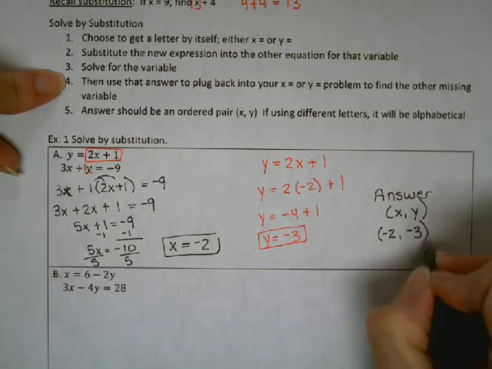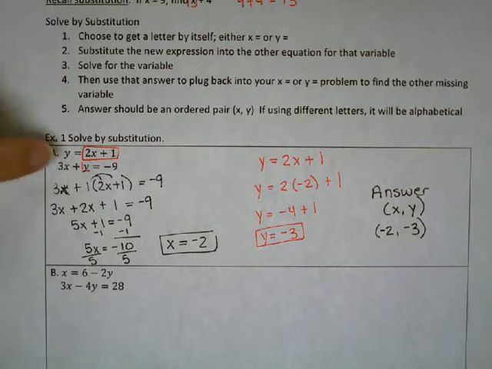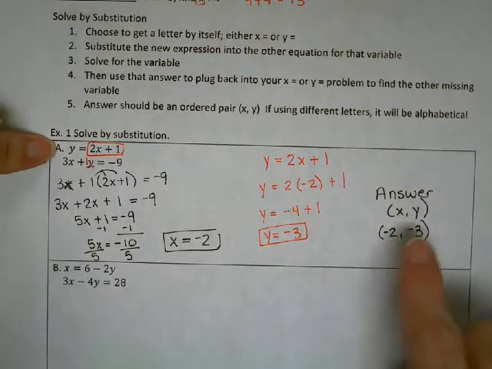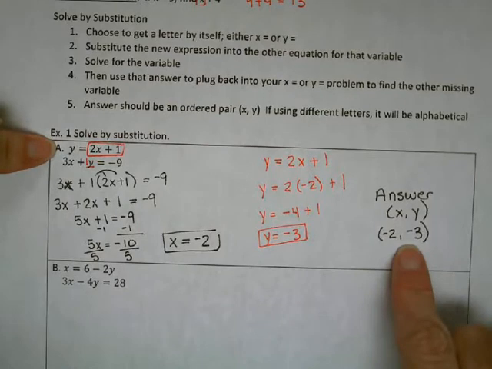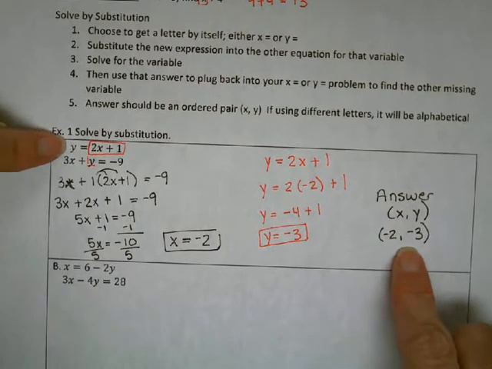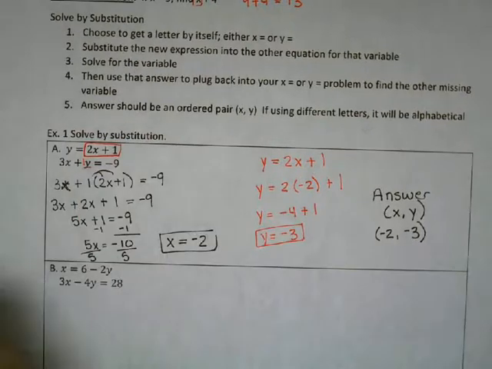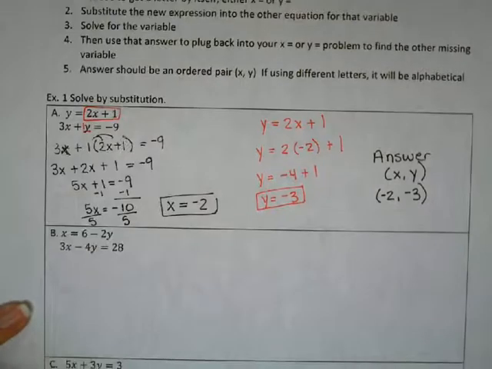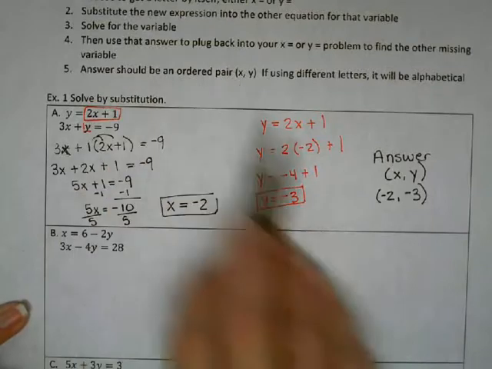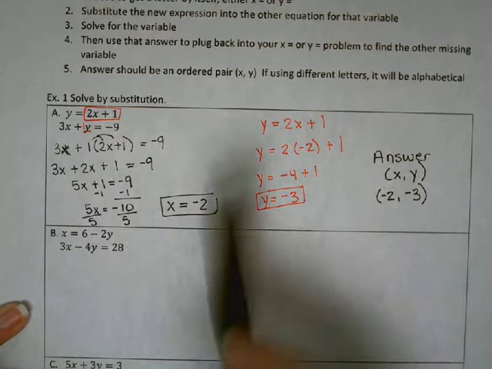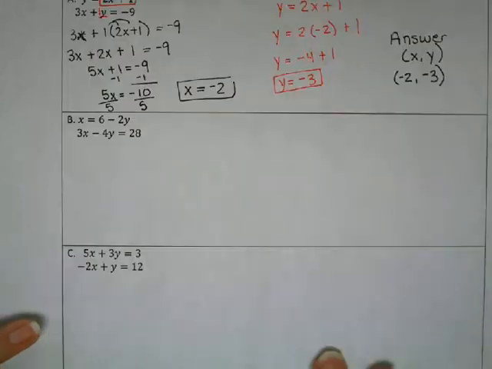If we wanted to graph these two equations like we did last class, you could graph each of them and figure out that they meet at that point. If you don't have graphs, this is another way to do it. So you get x or y by itself, either one. You substitute into the other equation. Your answer should be an ordered pair x, y. If using different letters, write it alphabetically. Like if they have A and B, you put A first, then B.